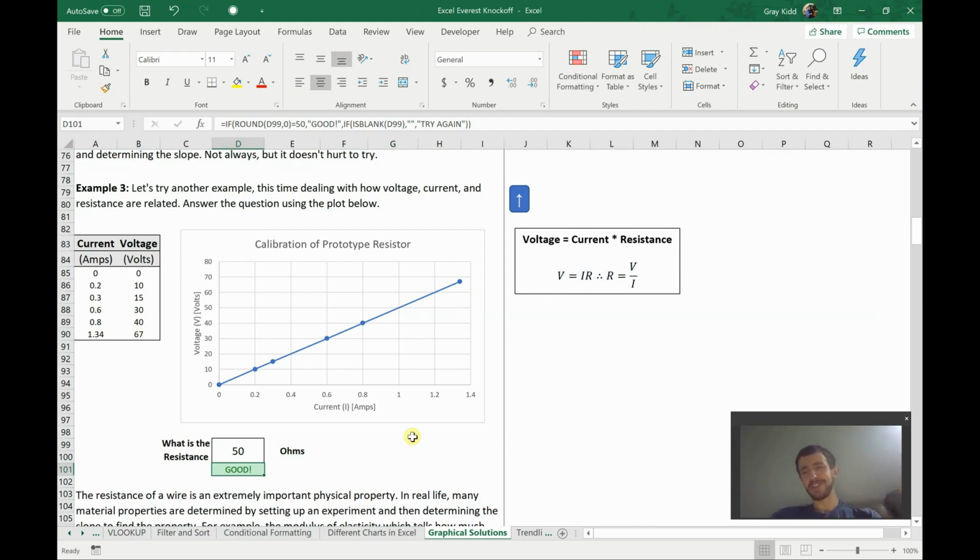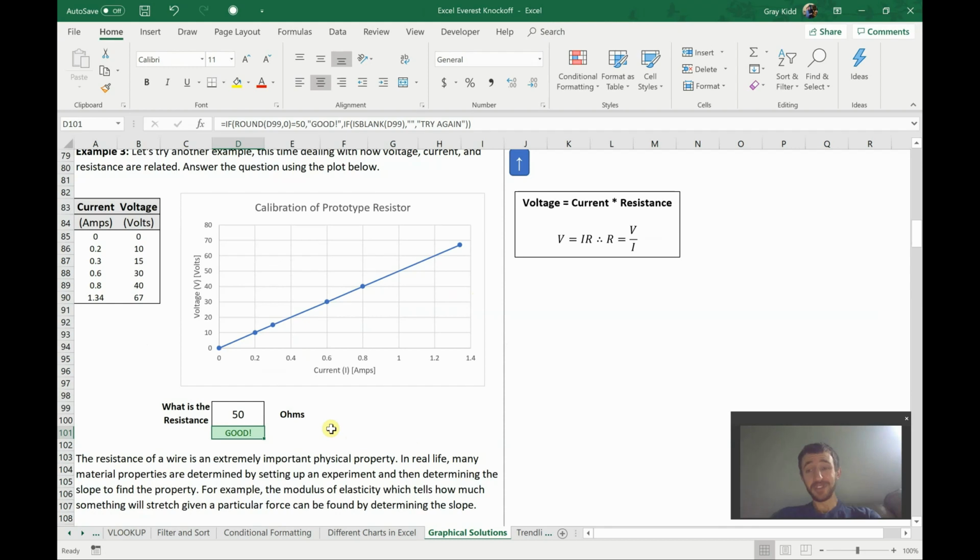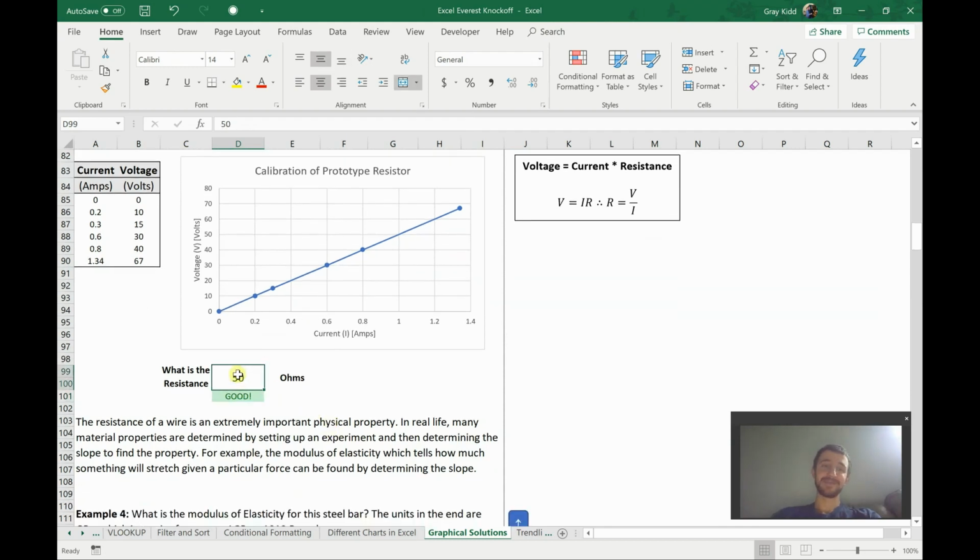If you're wondering, like, why 50 ohms? You did 50 watts, you're doing 50 ohms, 50 everything. You're being lazy. 50 ohm resistors are actually pretty common. So don't judge me too much, okay?